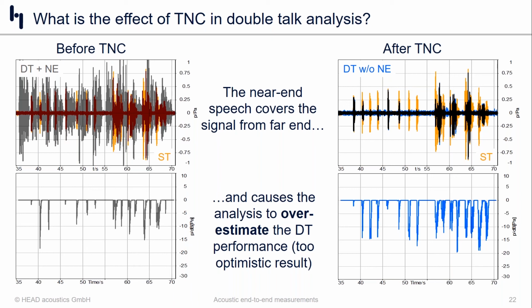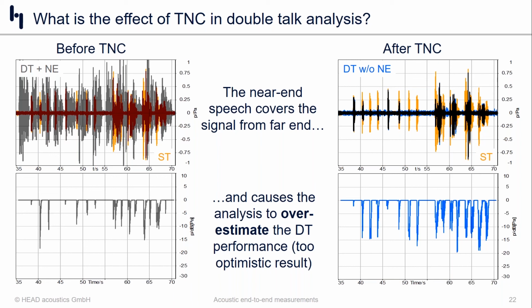So when we do the delta level versus time analysis in the bottom left, you can see because the near-end speech is so dominant, there's barely any difference between the single talk and the double talk. As a result, we vastly overestimate the double talk performance. In other words, it's way too optimistic. We're not actually that good.